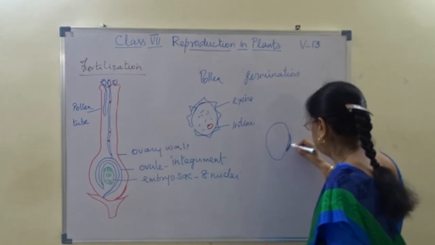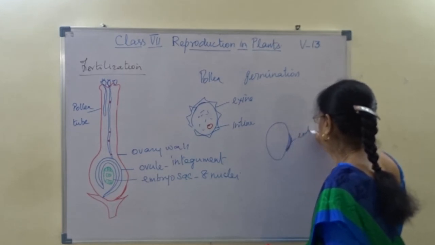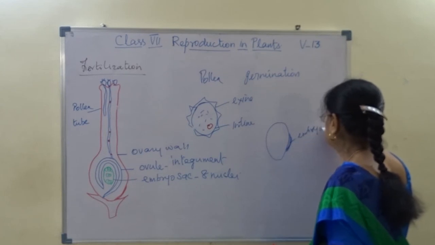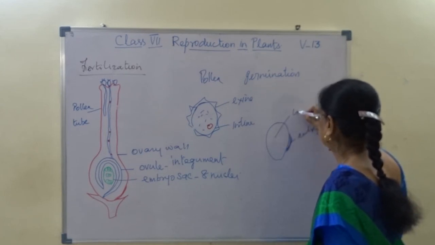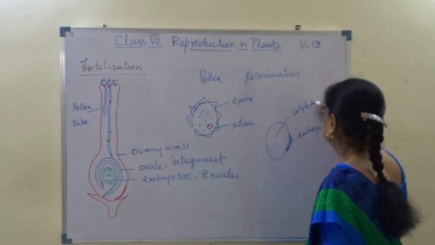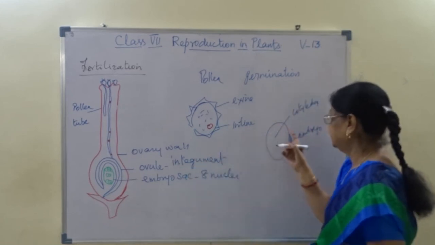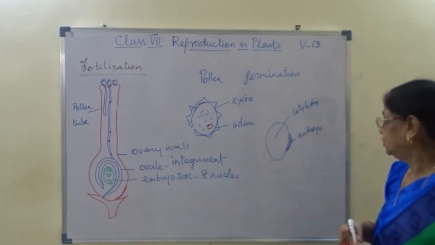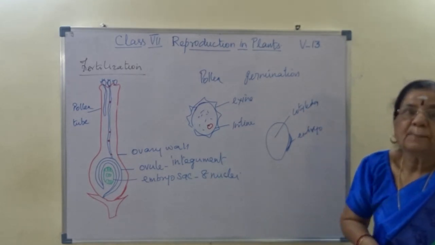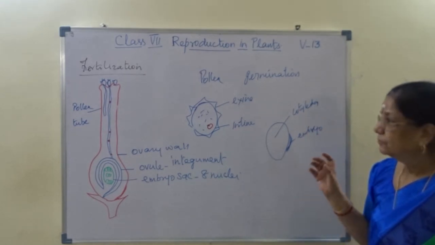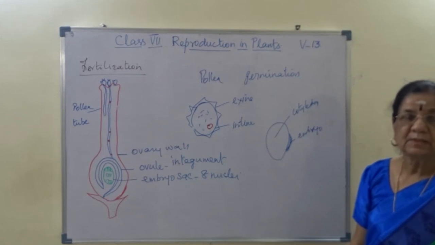One star marriage. It is an embryo proper. Is it embryo proper? It is a cotyledon. So, one egg is the cotyledon now. Embryo is the embryo proper. This is fertilization. We will continue.